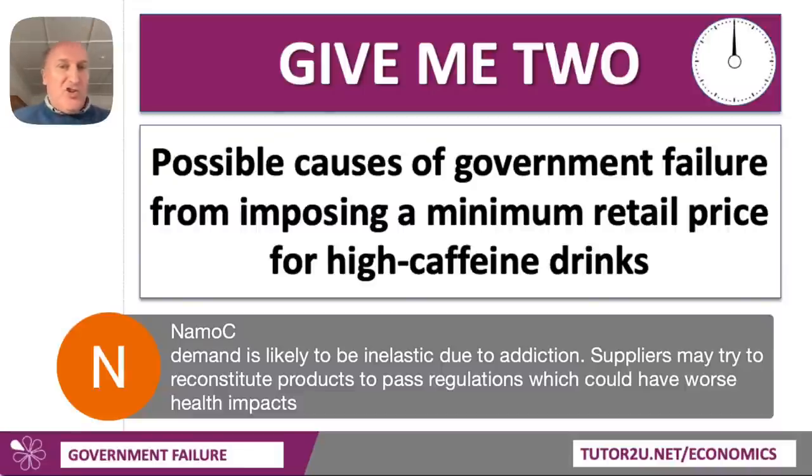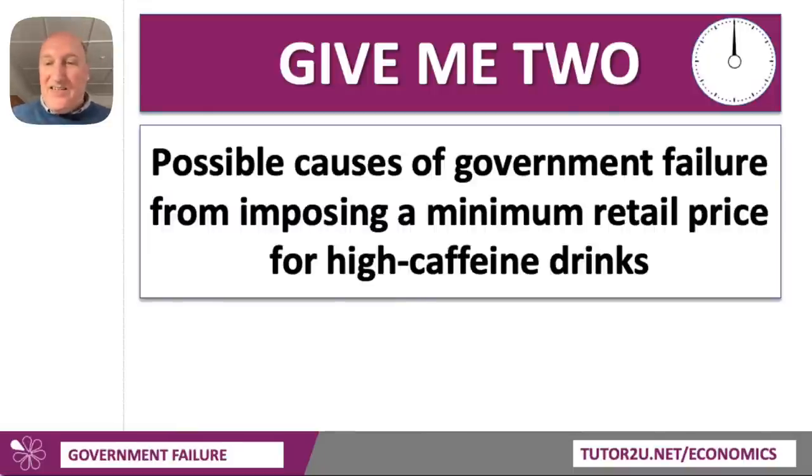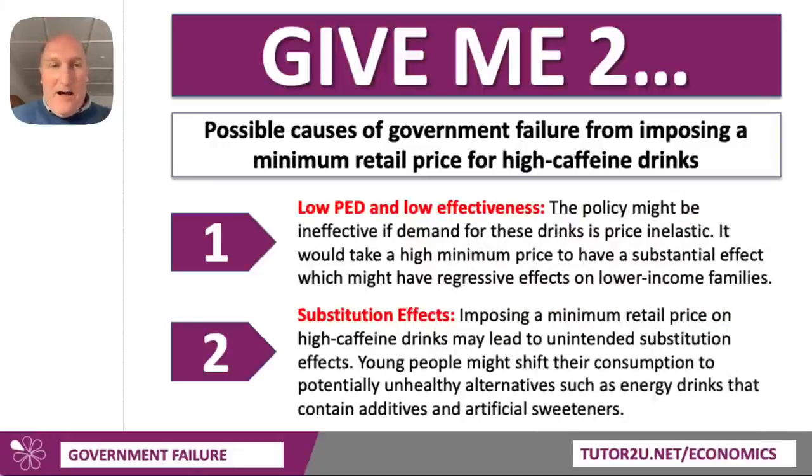They might well do when they deal with the sugar tax. So, for example, you set a minimum price based on how much caffeine there is in the drink. And some producers might decide to reduce the caffeine content to bypass the minimum legislation. In a way, that's working, isn't it? Because you're getting the caffeine content down. It does make it a little bit less effective.